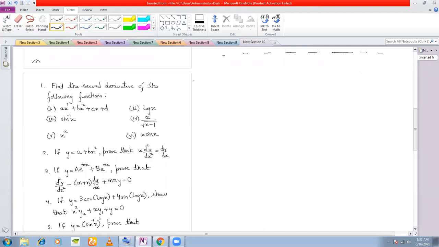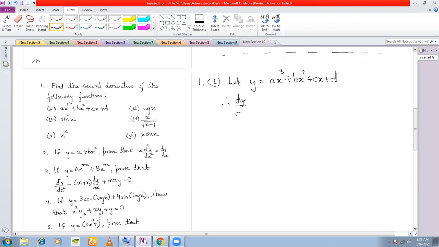So starting with the first one, the question here is, find the second derivative of the following functions. First one, let y is equal to ax cube plus bx square plus cx plus d.